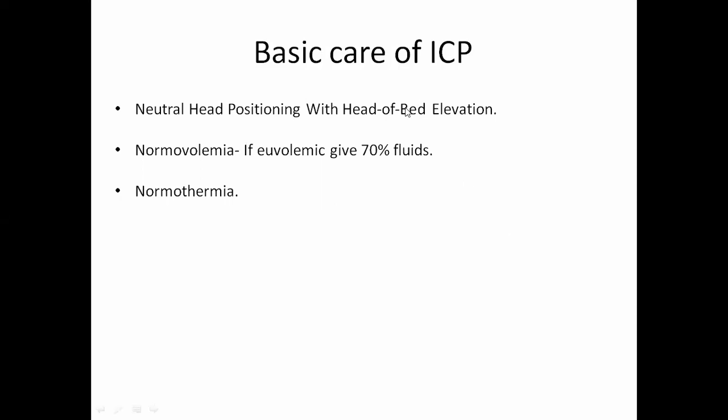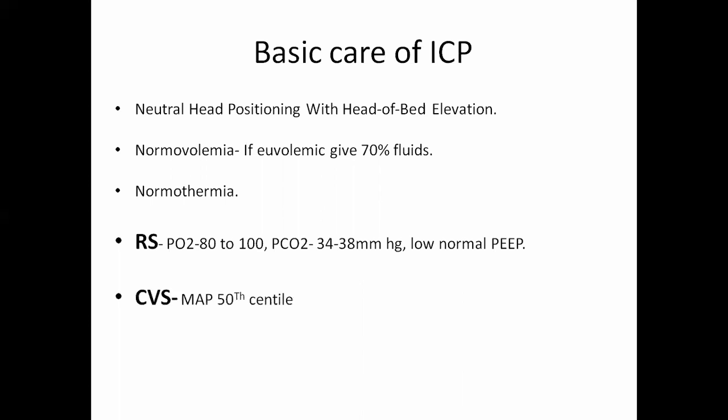And respiratory-wise, you need to avoid hypoxia and hypercapnia and hypocapnia as well. You need to maintain PO2 in the range of 80 to 100 and CO2 in the range of 34 to 38, and you need to go for normal or low PEEP. I prefer low PEEP over normal PEEP because positive pressure can decrease the venous return from the brain. And circulation-wise, you need to target MAP at the 50th centile, not at the 5th centile. In any shock, your target of MAP is the 5th centile, but in a child with raised ICP, you need to push it further to the 50th centile.